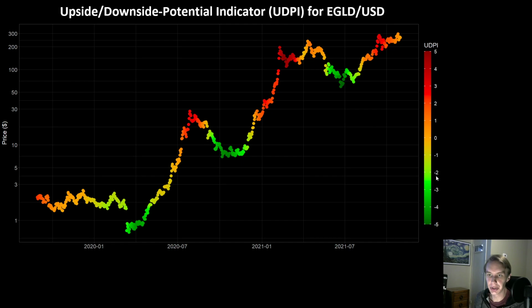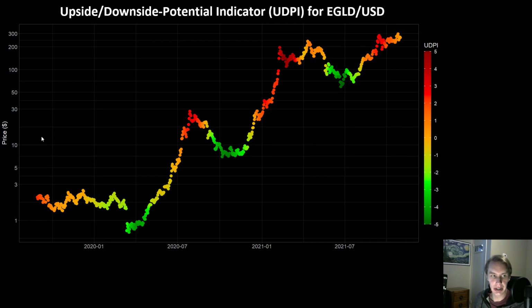The way that you can read this output is that a score of 5 means high risk. That's when the upside potential is tapped out and there's way more downside potential. And a score of -5 indicates low risk. That's when the upside potential is far outweighing the downside potential.